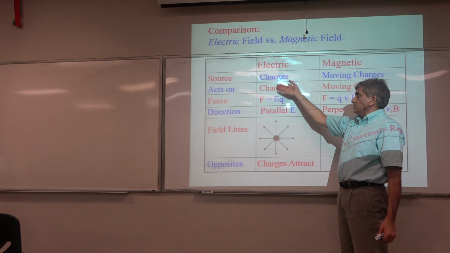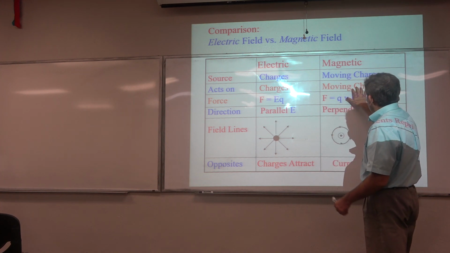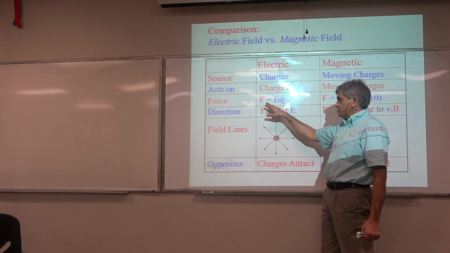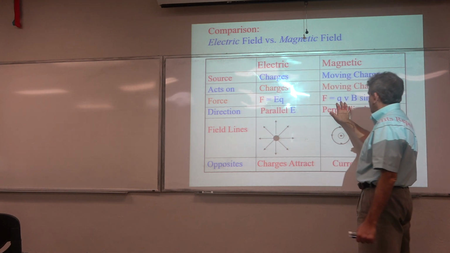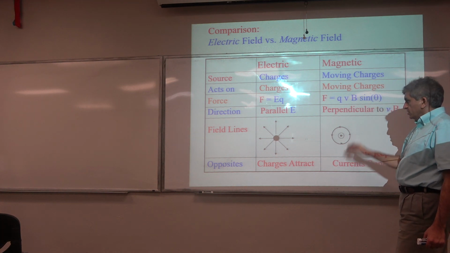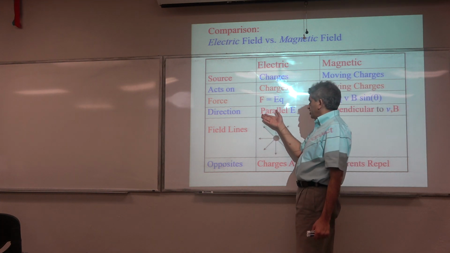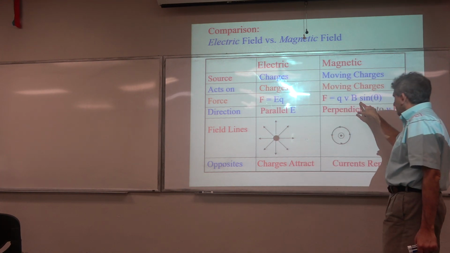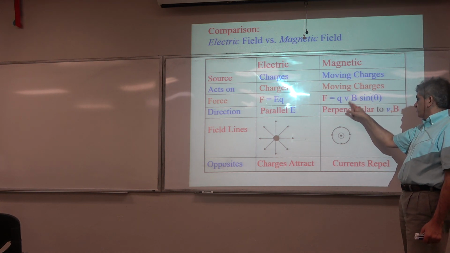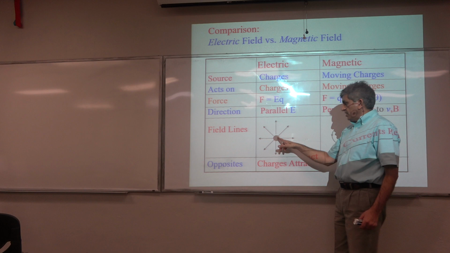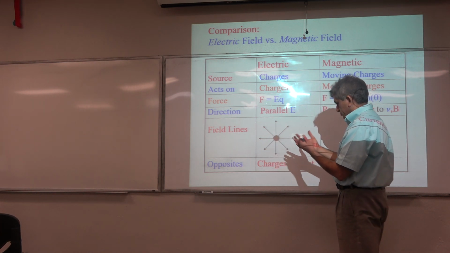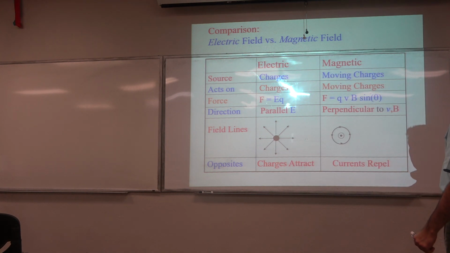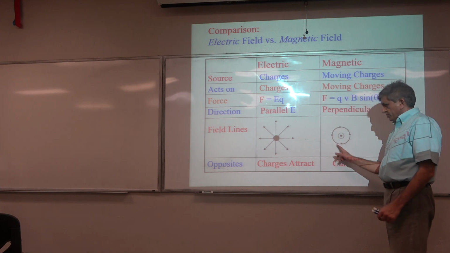Now the electric field of course acts on charges. The magnetic field acts on moving charges, not still charges. The electric force is F equals QE, and the magnetic force is QVB sine theta. The electric field is parallel to the electric force, and the magnetic force is always perpendicular to V and B. The electric field lines are radial, just like putting paper pins around a ball, and the magnetic field lines are around the moving charge.